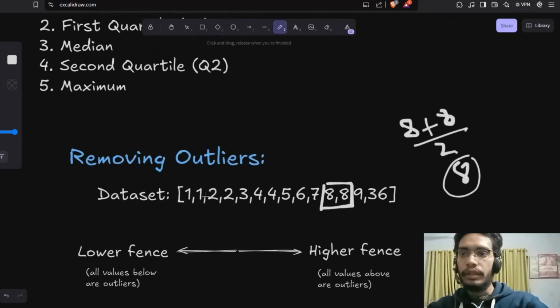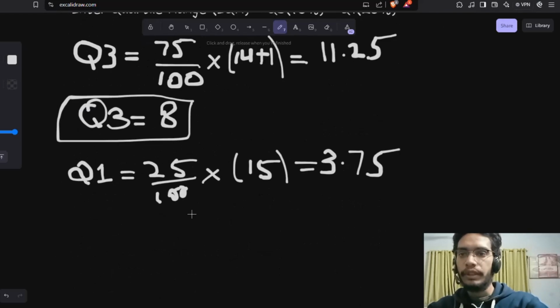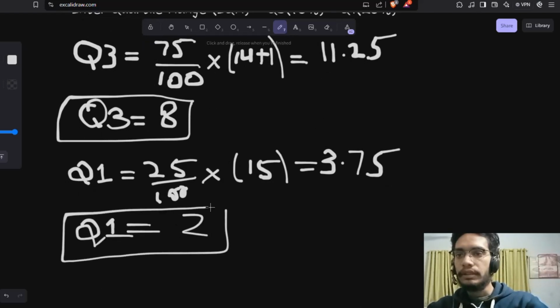3.75. Oh, 1, 2, 3. So this is the 3 and 4. So 3.75 would lie between these two values, both 2. We have to take the average of these two numbers. So the average of 2 and 2 will eventually be 2. So the Q1 we have is equal to 2. That is exactly 2. And this is 3, right?